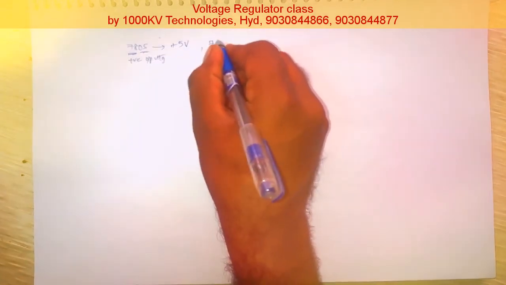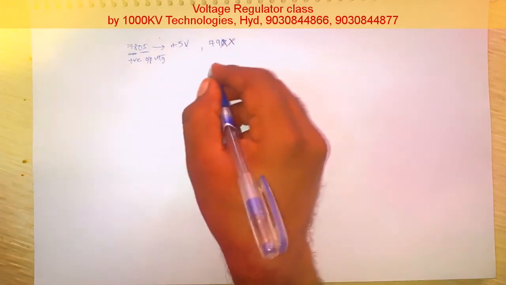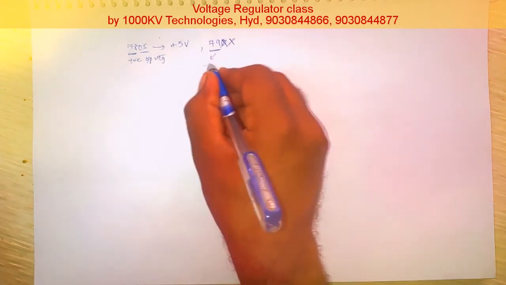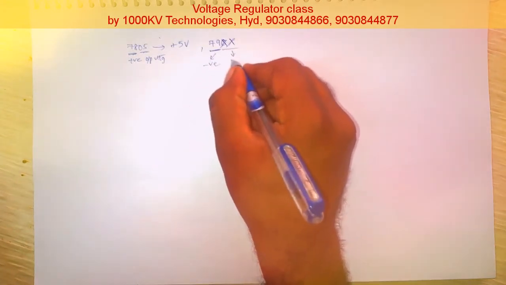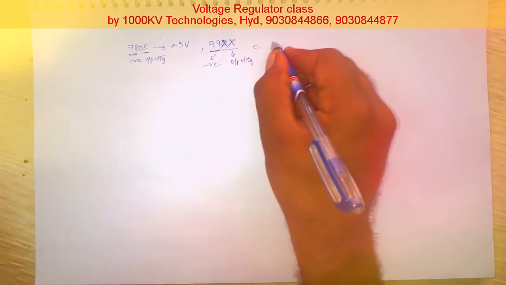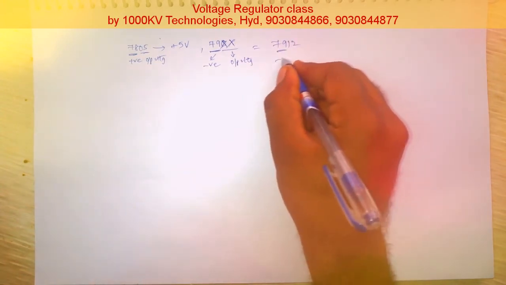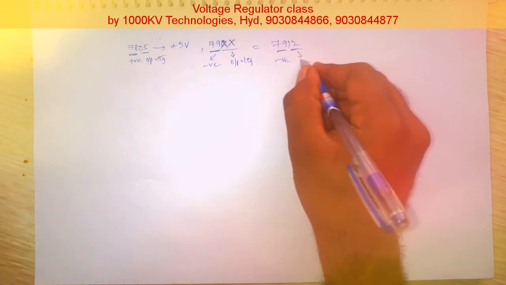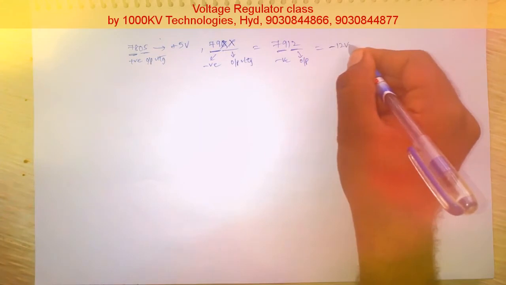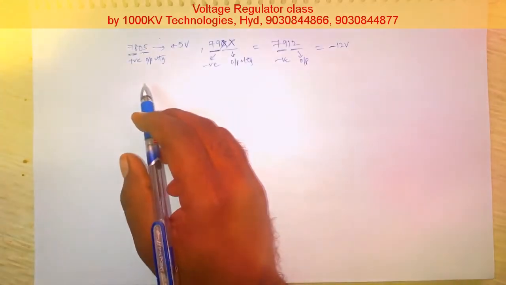Similarly, we have 7905, 79XX. Similar to 78XX, we have 79XX. 79 indicates negative and the XX represents the output voltage. For example, take 7912. 79 indicates negative voltage and 12 indicates output voltage. So it is a negative 12 volt regulator, minus 12 volt regulator. This is about 78XX and 79XX.